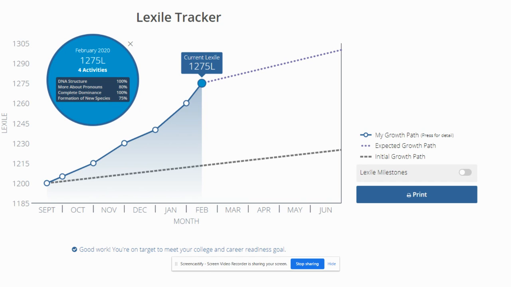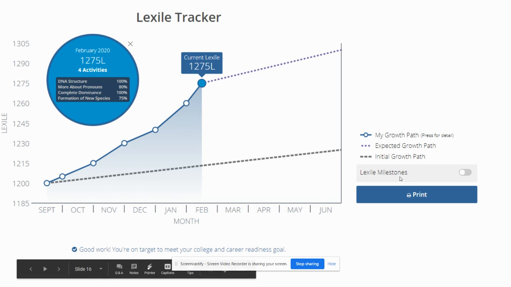And so this is where they can find, are they on track? Is my growth plan accurate? Is it taking me to where I want to be? And they can also set Lexile milestones for themselves as they're moving through. Very, very helpful to motivate and to keep that positive reinforcement for students.